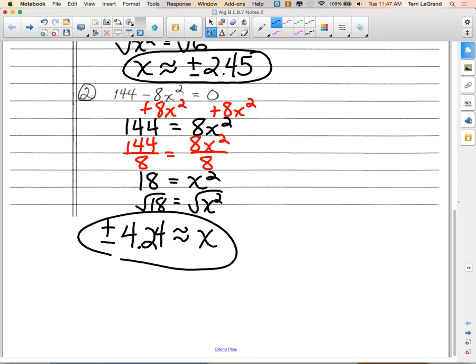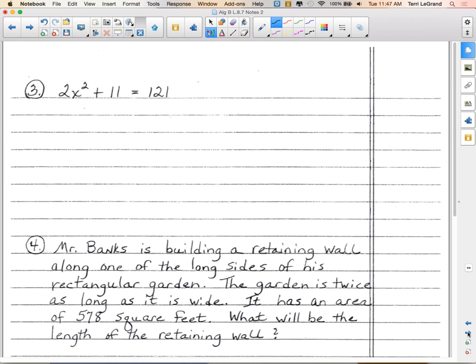Questions on the front side? Okay, let's go see what's happening on the back here. We can't even talk about perfect squares yet until we get the x squared term by itself. So the first thing we're going to do is subtract 11 from both sides.